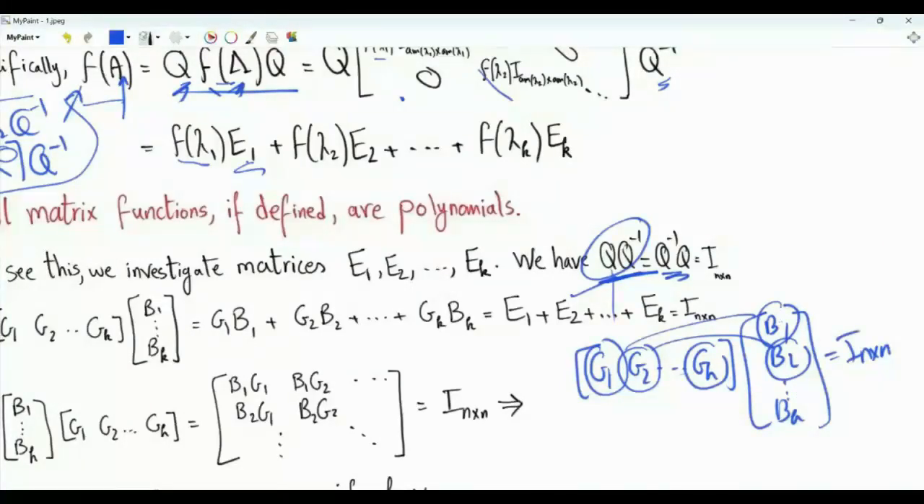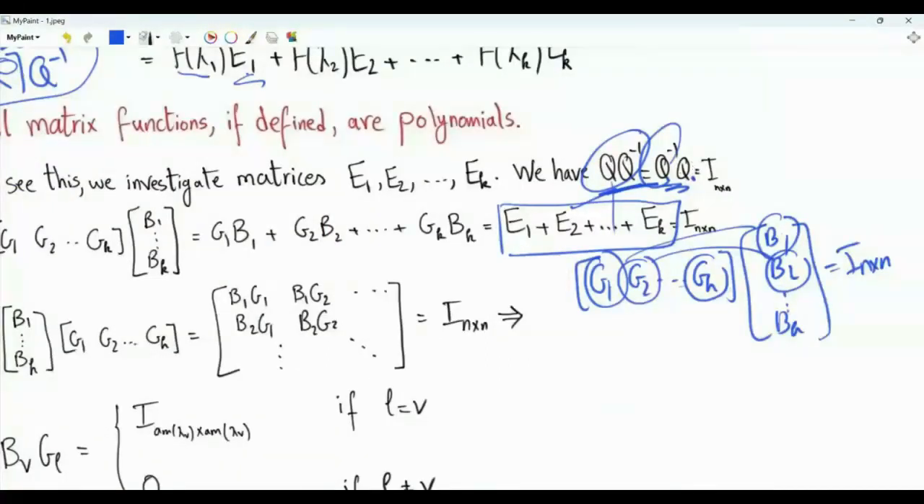Now, G1 B1 is E1, G2 B2 is E2, and so forth. This means that the sum of the E matrices is equal to identity. This is the first observation that comes from the way in which we defined the E matrices using the G and B matrices. The sum of the E matrices is exactly equal to the n by n identity matrix. We also have that Q inverse Q is equal to identity. Let's see where this can lead us.